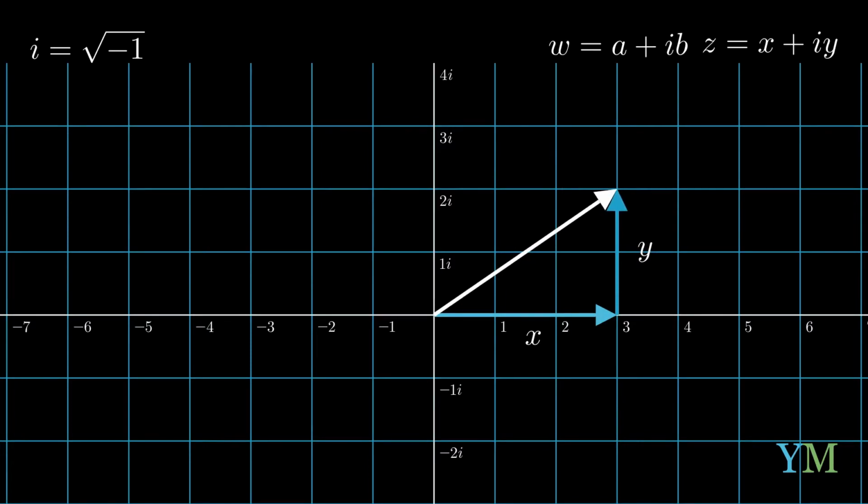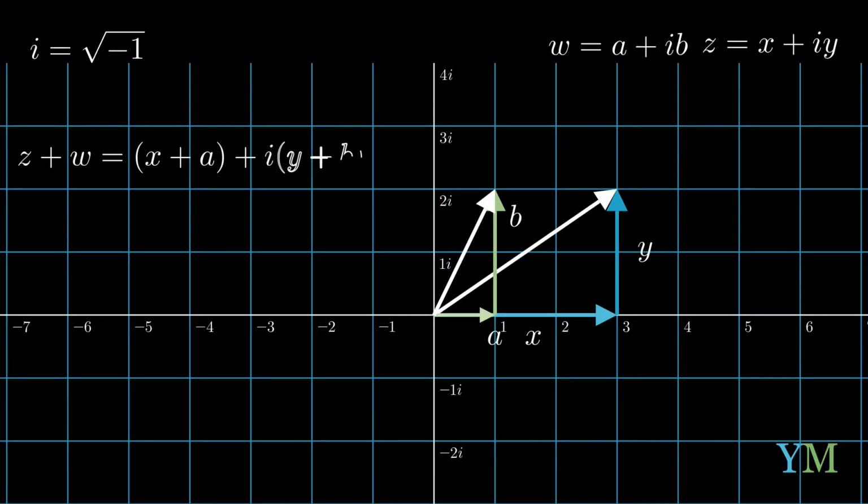Now let's add w to the equation, or more precisely, to the complex plane. Just like before, w also has a real part, which is a, and its imaginary part, which is b. And now we can see w as well as an arrow. Before, I stated that z plus w is going to be the summation of x and a plus i times y plus b. Now let's understand it a little bit better.